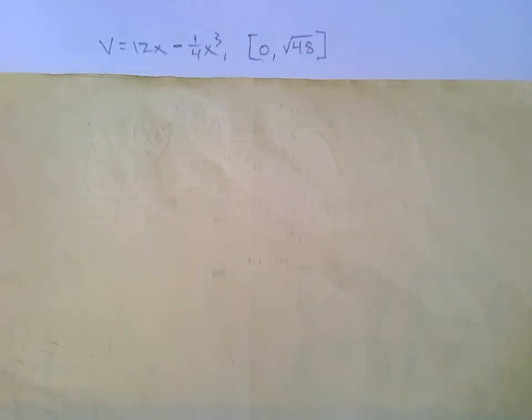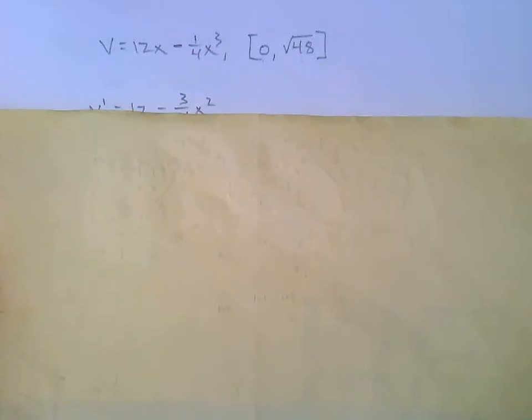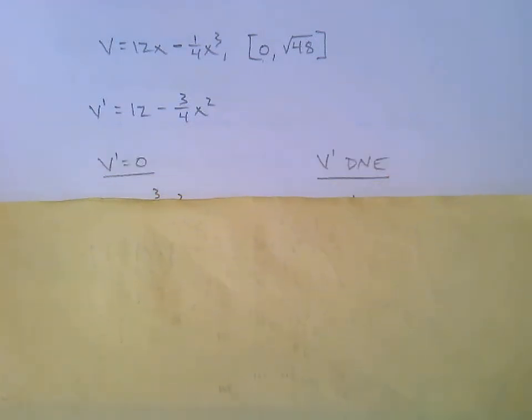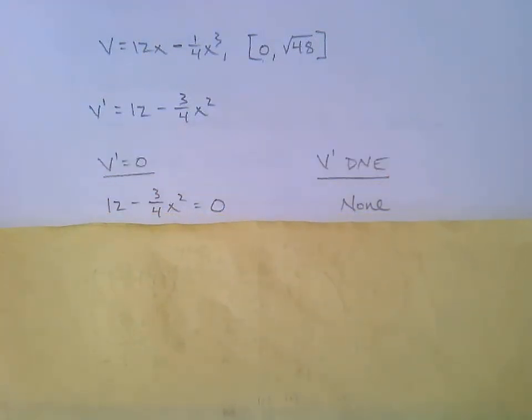Okay, now we've got our function and interval. Let's go for it. We need a derivative. Here, V prime equals 12 minus 3/4 x squared. Because we cleaned up our function, our derivative is very quick. We need to set our derivative to 0, and we need to consider when it does not exist.